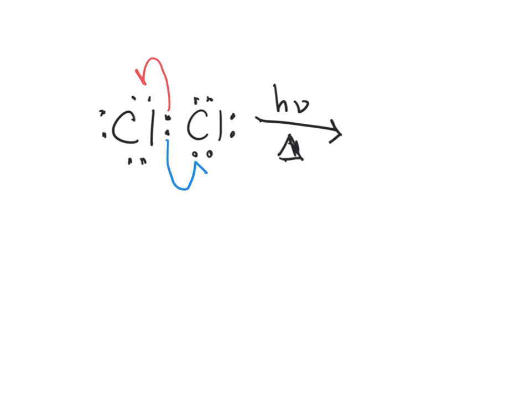Okay, but you add heat and light, they break apart, and what we're going to get, and I'm going to try to keep this color coordinated, we're going to have the chlorine that was on the right will look like this. Oh, wait a minute, that's a different color. And then we're going to have the chlorine that was on the left, so to speak, look like this. Because only one electron was moving each time, so that's why it's a single barbed arrow.